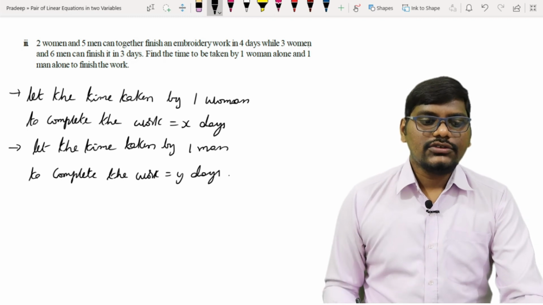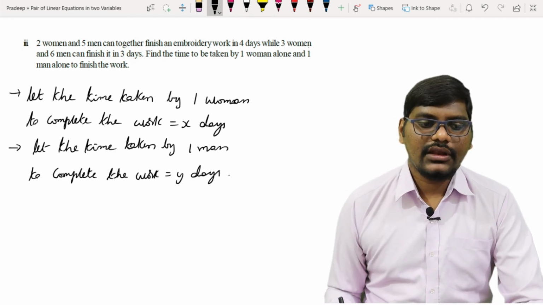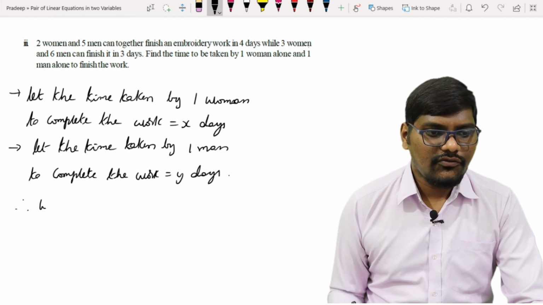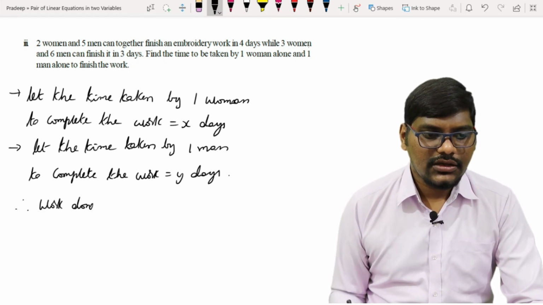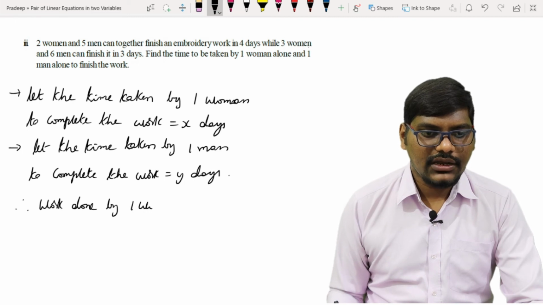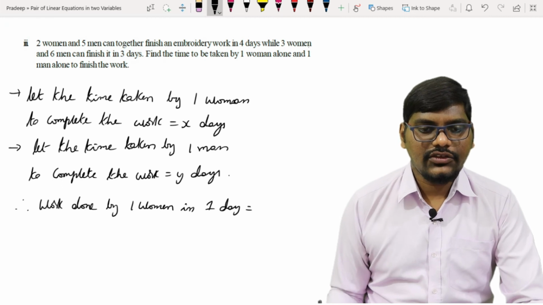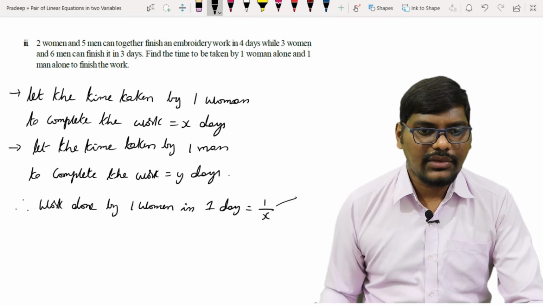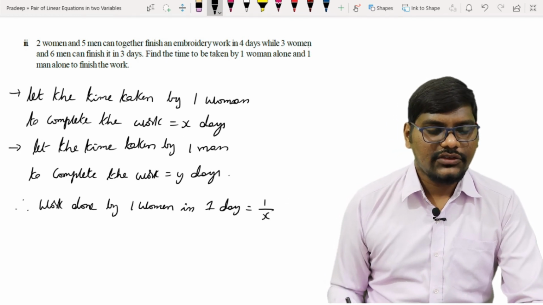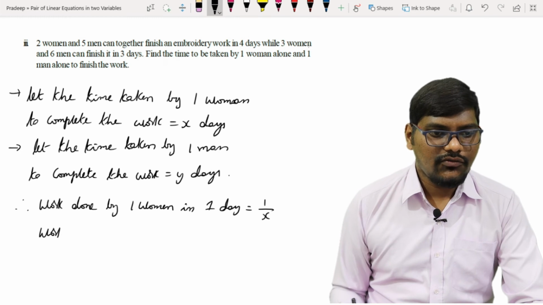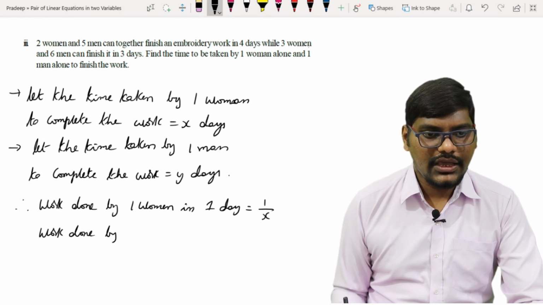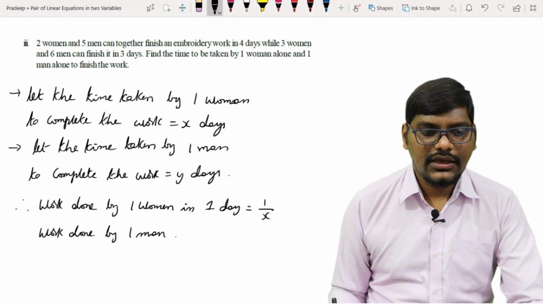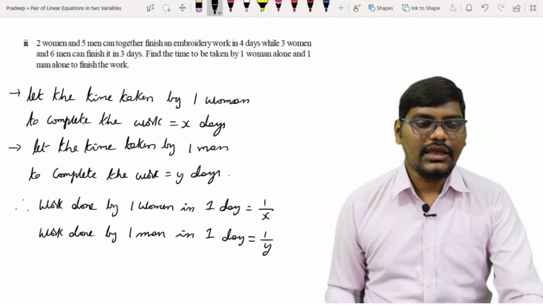Okay, so the condition for 1 woman, that we'll write here, therefore work done by 1 woman in 1 day. So the work is 1 by X. For 1 woman, that is taking 1 by X as the work done. Same for man also, I can write work done by 1 man in 1 day. Simply we can write 1 by Y.